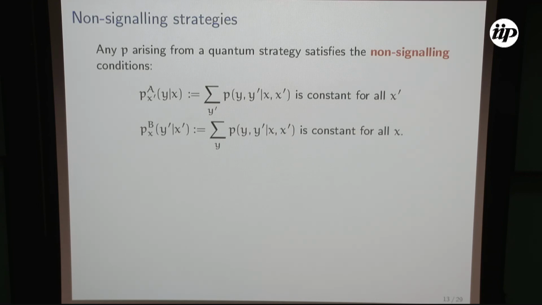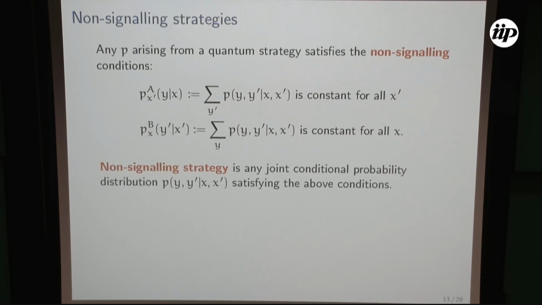Now, a non-signaling strategy is simply any joint conditional probability distribution which satisfies these two conditions. So we don't require that this P is obtained as this inner product. It just satisfies these two linear conditions. And because we just have some linear conditions on our P, it's usually much easier to check whether there exists a non-signaling strategy. All right, and then we define this non-signaling isomorphism as simply the existence of a winning non-signaling strategy.